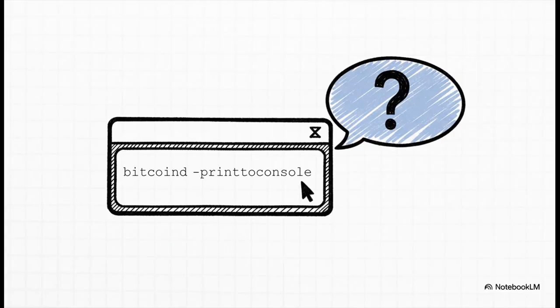Okay, so go ahead and open up your terminal. We're just going to run one simple command, bitcoind -printtoconsole. What this does is it tries to start your node and it prints out all of its startup info right there on your screen. It's basically like shouting to the node, hey, where do you keep your instruction manual?